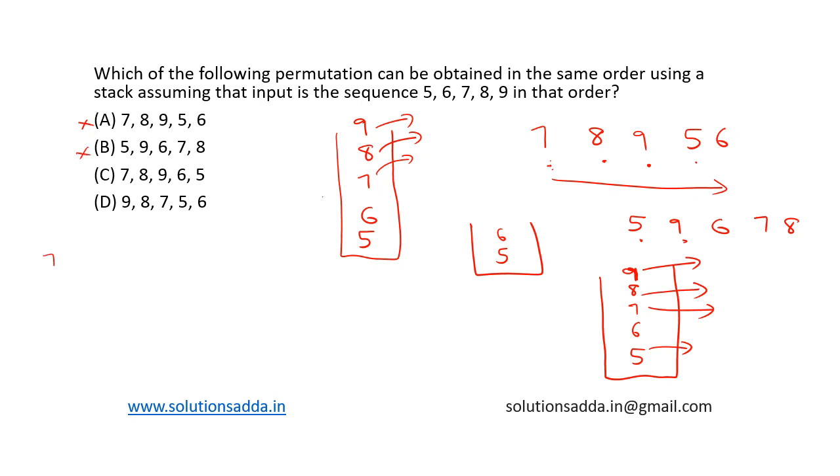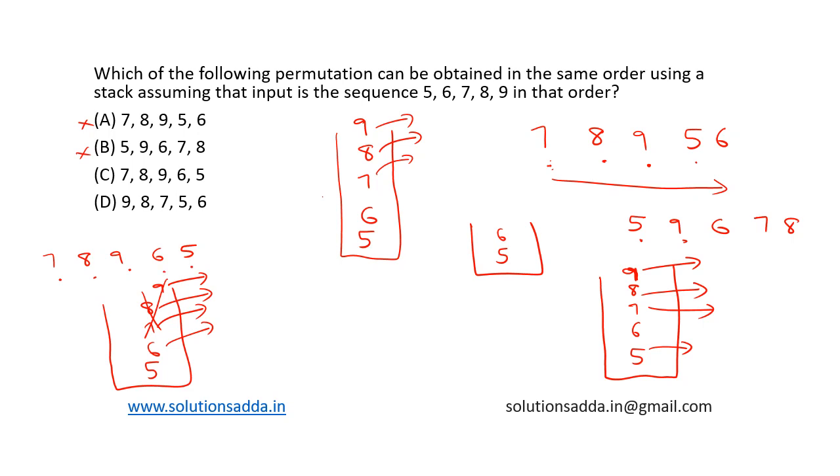Let's see the next option, 7, 8, 9, 6, 5. Let's draw the stack. To get 7, first of all let's push 5, 6 and 7. Now we pop 7, so we get 7. Now to get 8, we push and we pop 8. To get 9, we push 9, we pop 9. To get 6, now these three are not there in the stack. The topmost element is 6, so we get 6 after popping it.